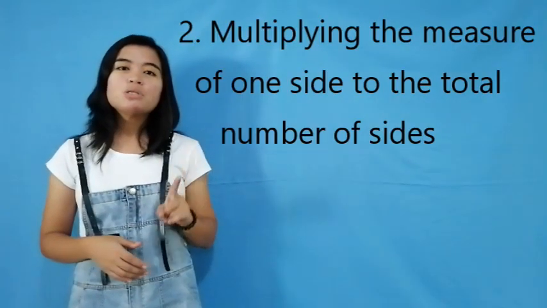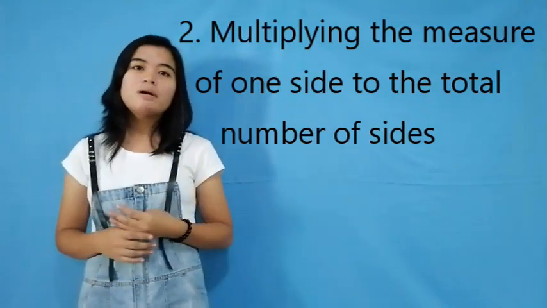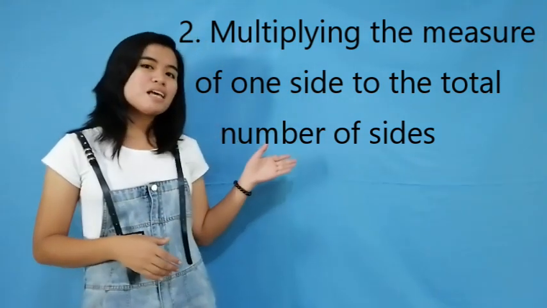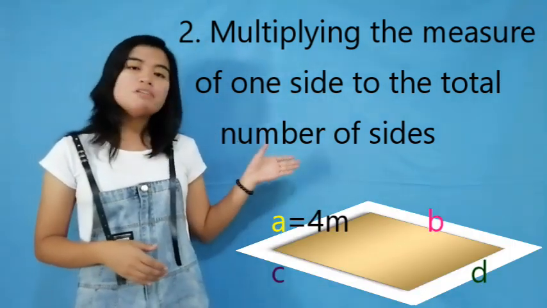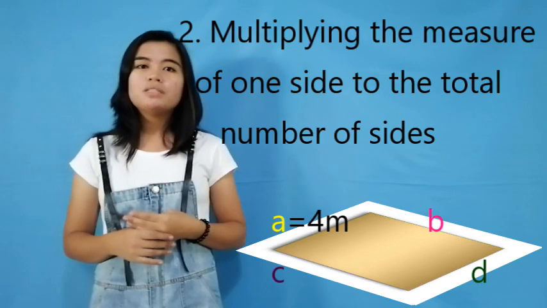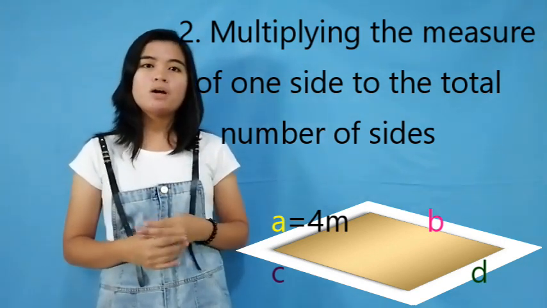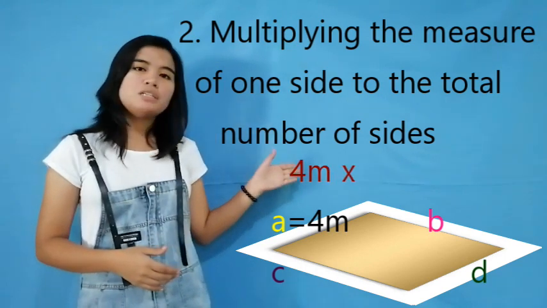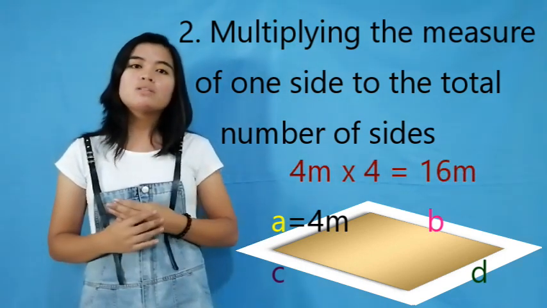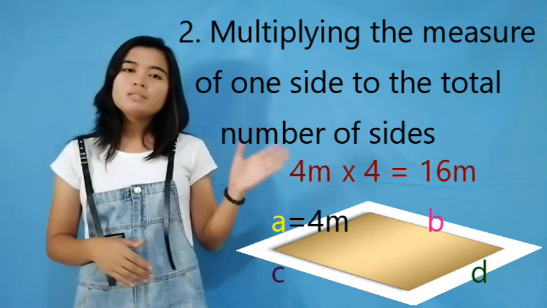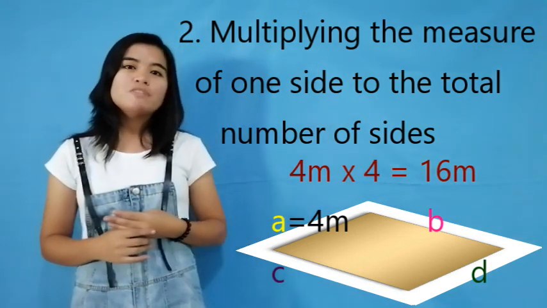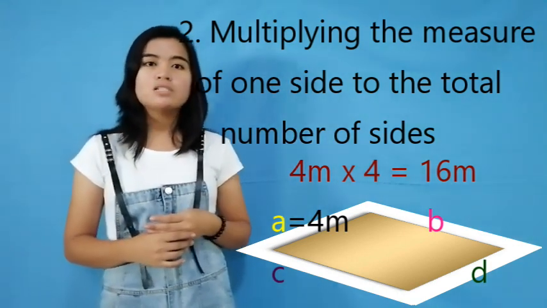Another way of solving a perimeter is by multiplying the measure of one side by the total number of sides. So with the same given, the measure of one side is equal to 4 meters and the total number of sides of a square is 4. So we have 4 meters times 4 is equal to 16 meters. Meaning to say, using any of the two will result in the same answer.